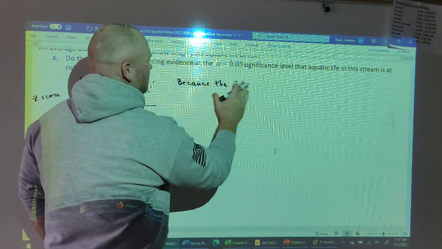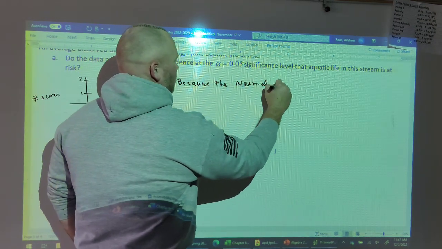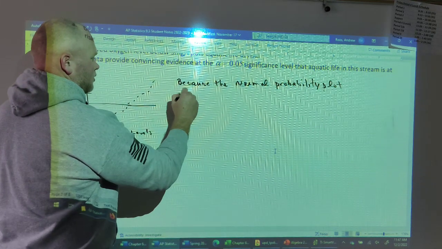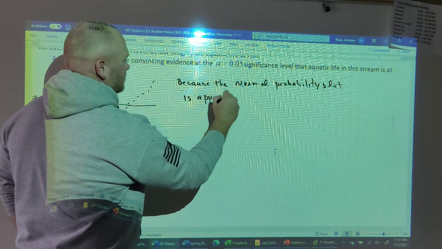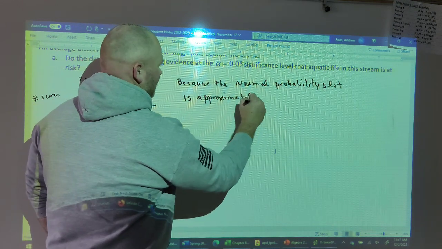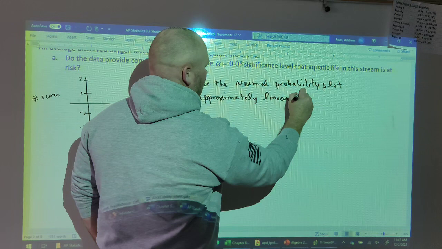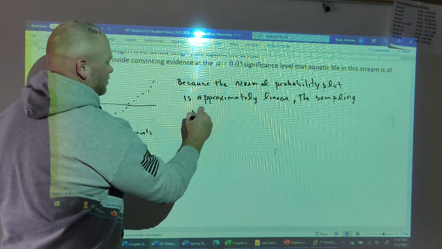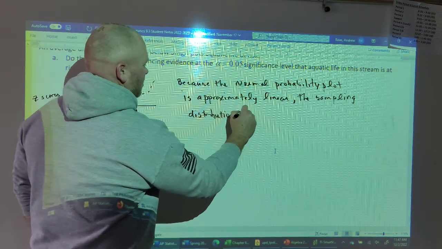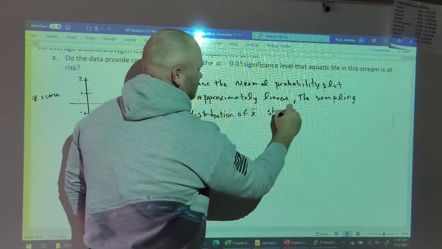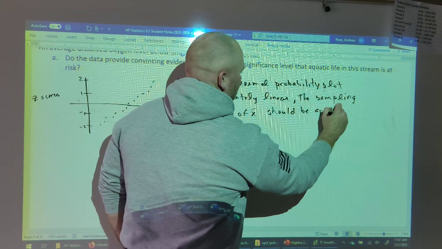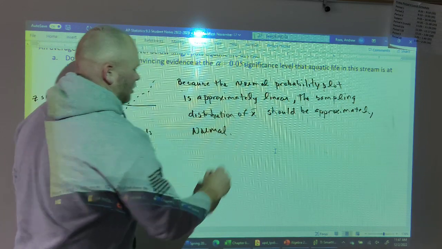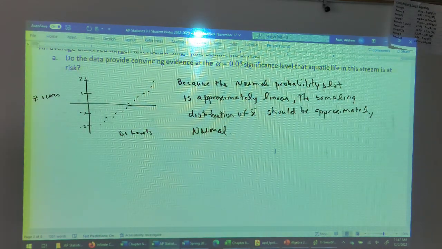because the normal probability plot is approximately linear, the sampling distribution of x bar should be approximately normal. Okay? So that would be our full check of conditions.